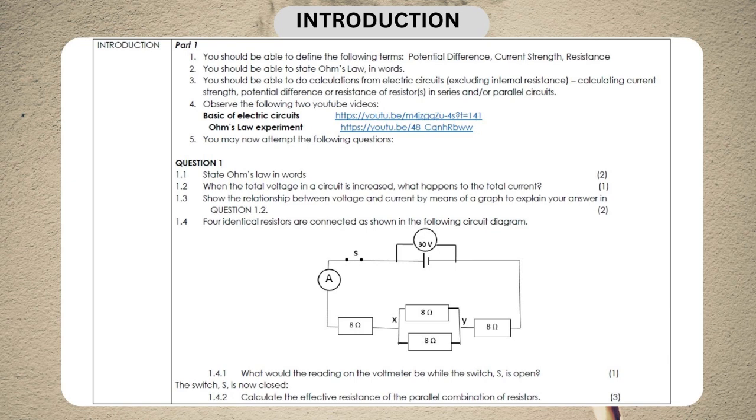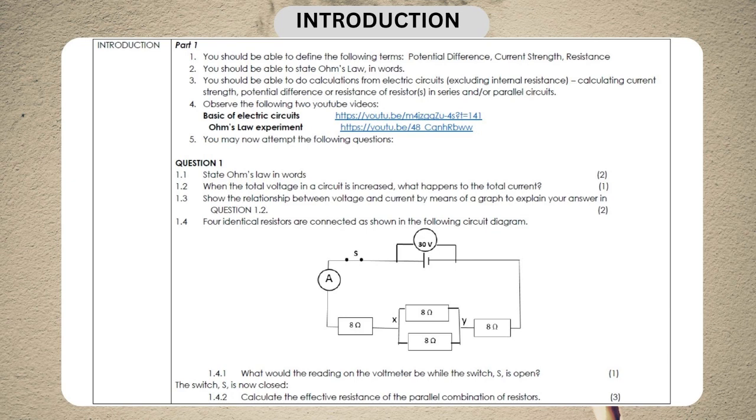Question 1. 1.1 State Ohm's law in words. 1.2 When the total voltage in a circuit is increased, what happens to the total current? 1.3 Show the relationship between voltage and current by means of a graph to explain your answer.